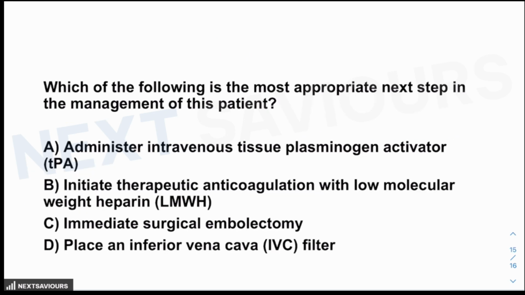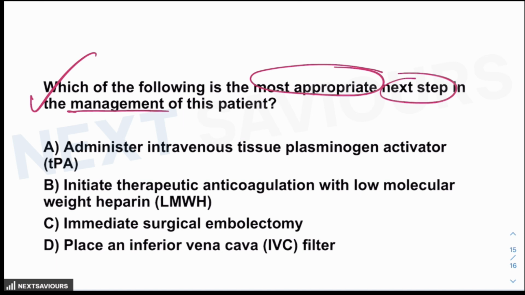And now they are asking about the management, that which of the following is the most appropriate next step in the management of this patient. And if we look option wise, the first option is administer intravenous tissue plasminogen activator. Now you know that thrombolysis is reserved for massive pulmonary embolism with hemodynamic instability, like hypotension or shock features. Now in this patient, because he is hemodynamically stable, thrombolysis is inappropriate due to risk of bleeding. So this obviously is not the answer for this question.